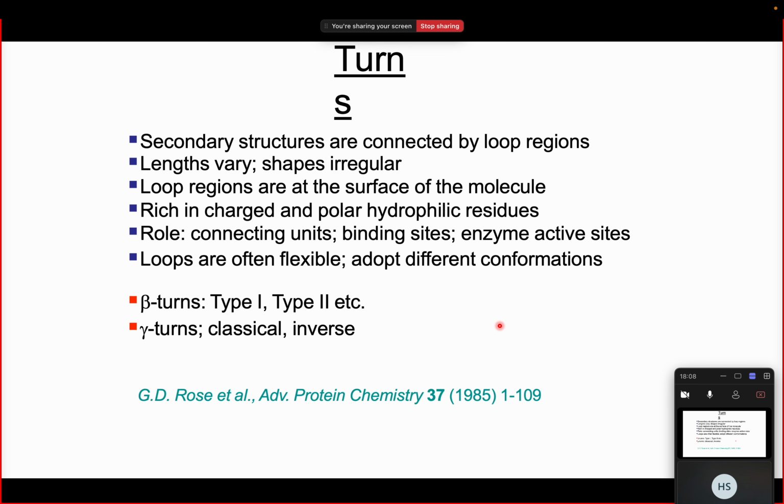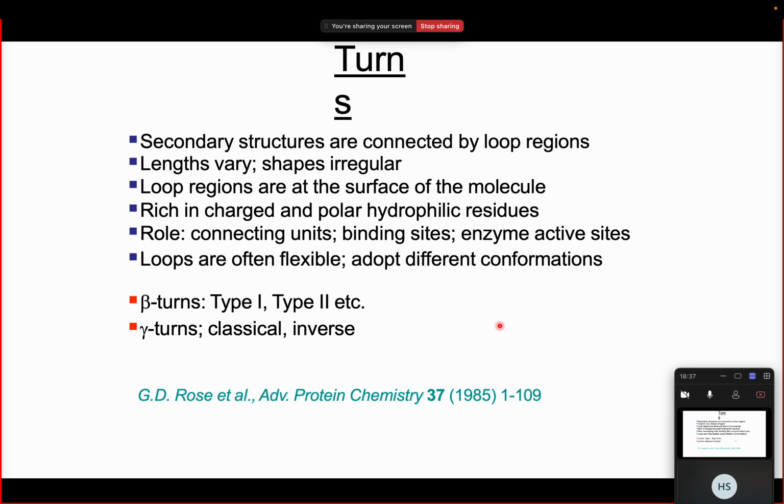The lengths vary, shapes are irregular, and loop regions are at the surface of the molecule, rich in charged and polar hydrophilic residues. The major role turns provide is connecting units, binding sites, enzyme activities, and wherever there is a functional role. Loops are often flexible and adopt different conformations. Beta turns have two types, type 1 and type 2. You don't need to dig much into it. It is just an introductory class.